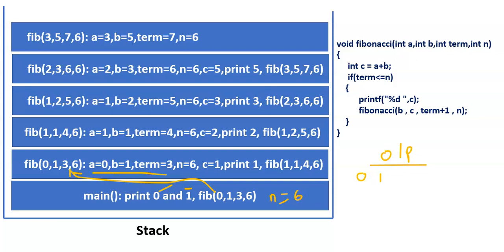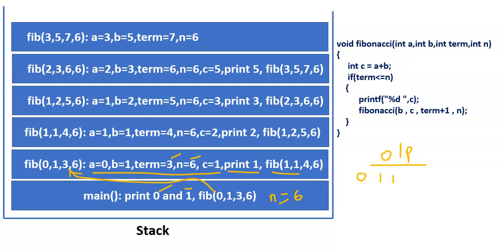And what is term value? 3, and n value 6. And here what is the condition? It is calculating c value. What is c value? a plus b, that is 0 plus 1, 1. And then it is checking the condition: term is less than or equal to n. Here 3 is less than or equal to 6, which is correct. And then it is printing c value, 1. And then it is calling the Fibonacci function again by passing arguments b, c.